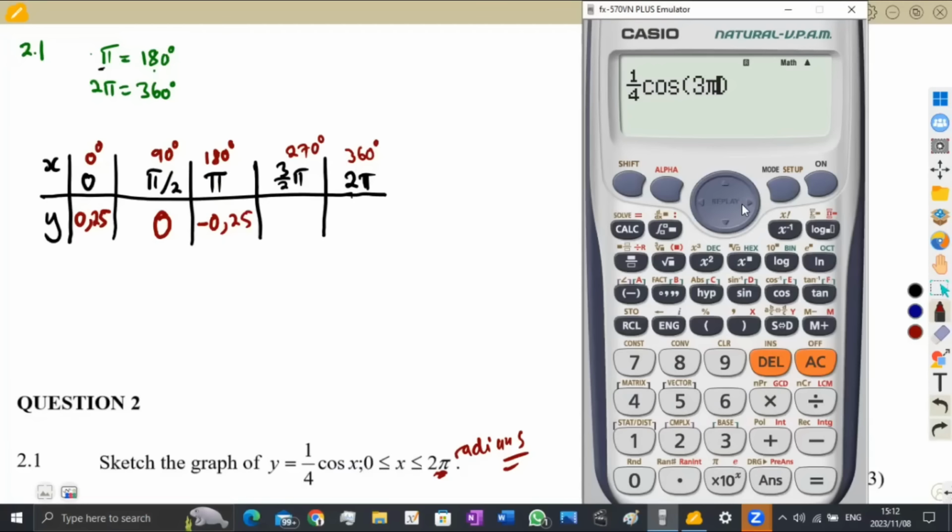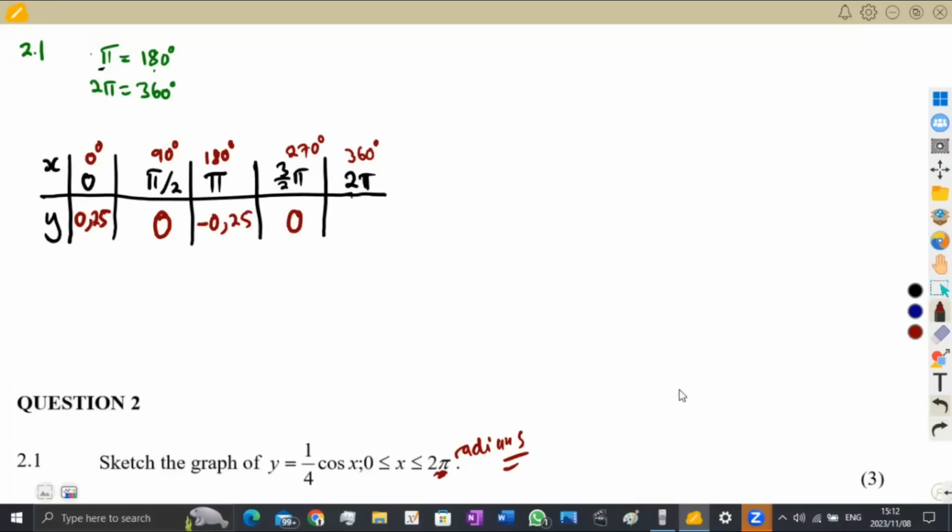All right, so the next one there is 3/2 pi. So that's 3 pi over 2 like this in radians. That is going to give us a 0 in this case.